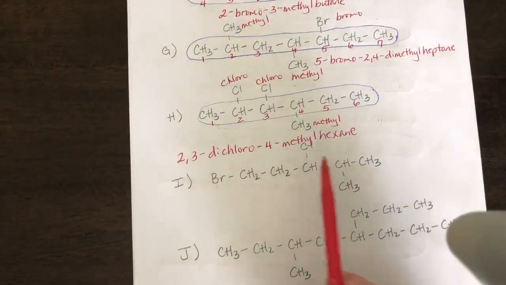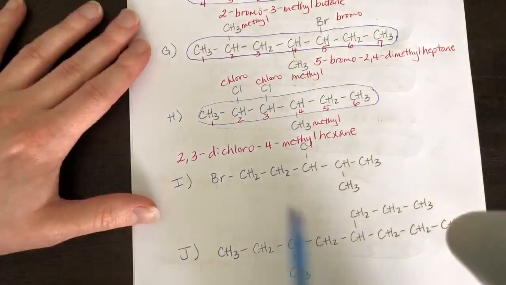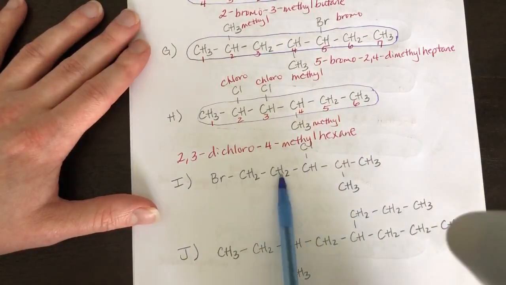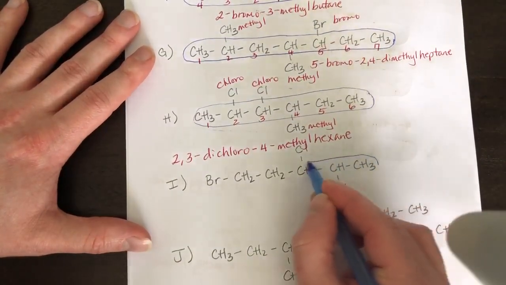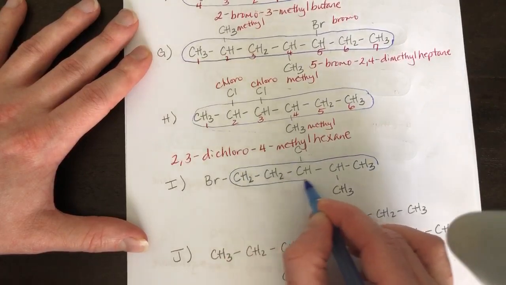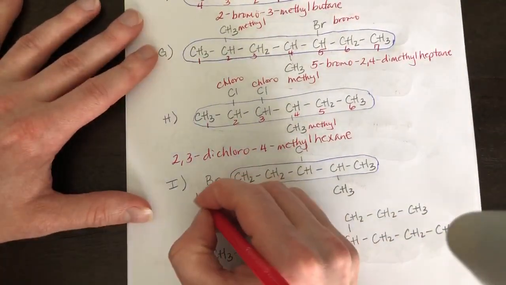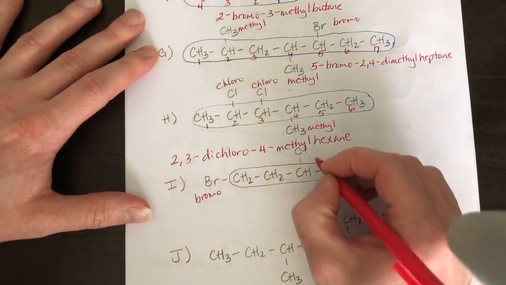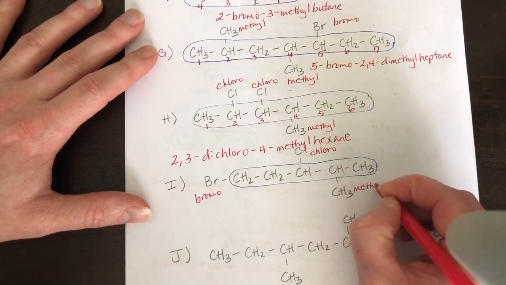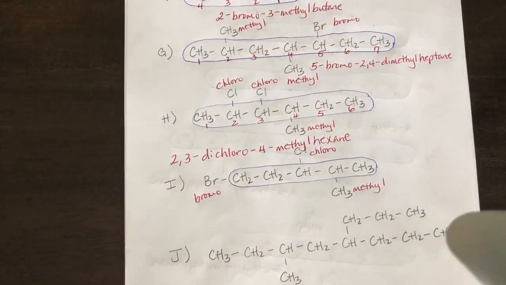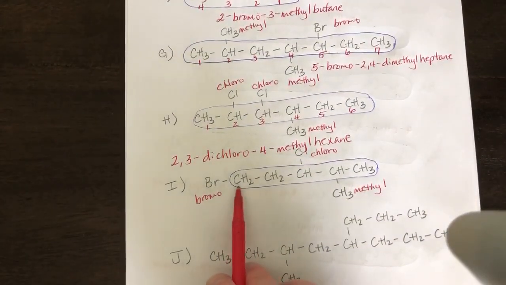Sorry, I kind of drew into the next problem. Okay, so on this one, longest chain of carbons. 1, 2, 3, 4, 5. It's the same thing. So we're just going to go straight across. Okay, so you got a bromo. You got a chloro. You got a methyl. Okay. Lowest numbers possible, 1, so it's coming off the 1 carbon.